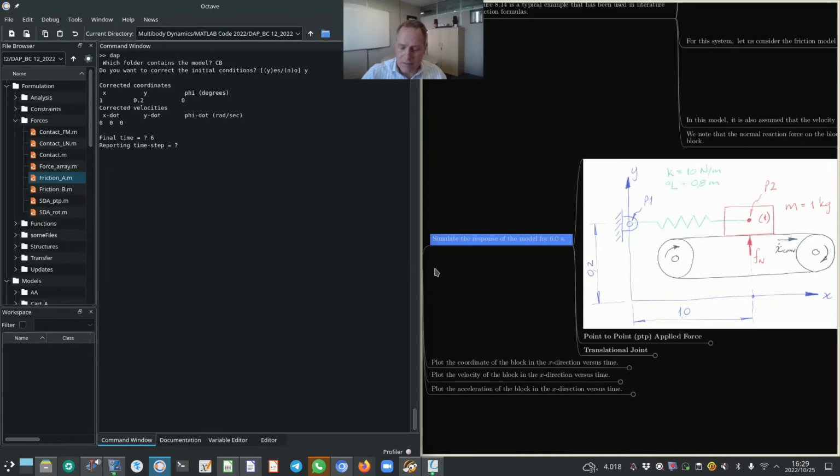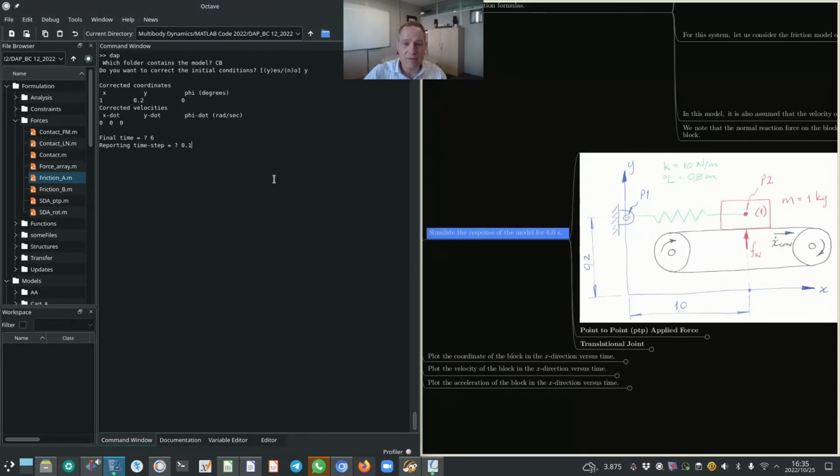Our reporting time step I'm going to select as 0,01. Just before I press enter, you will notice that the simulation runs quite a long time, and I will comment on that at the end after the simulation run.